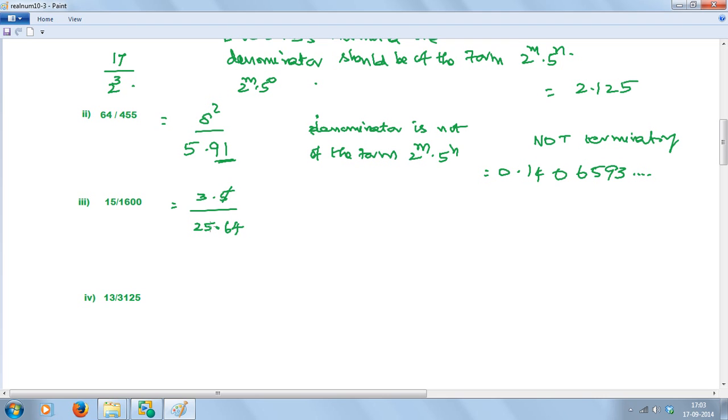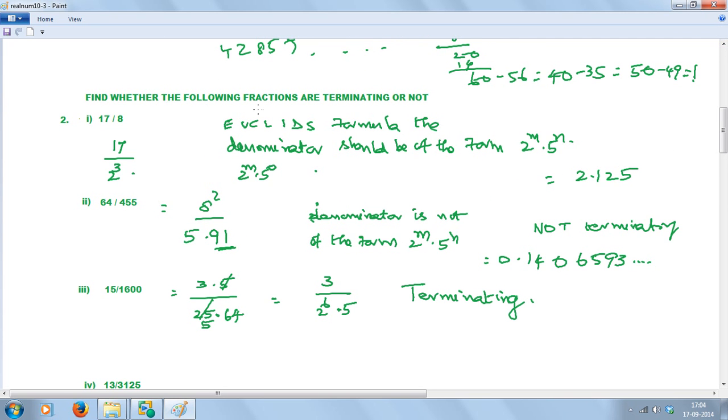So this 5 is a common factor. Now this is equal to 3 divided by 64, and 64 is 2 to the power 6. 8 times 8 is 64, and 8 is 2 cube. 2 cube multiplied by 2 cube is 2 to the power of 6, multiplied by 5. Therefore, if you divide this fraction, it is terminating. You can divide and check what 15 by 1600 is. So the answer is terminating. So what is the heading? You have to find out whether, when expanded, the following fractions are terminating or not.